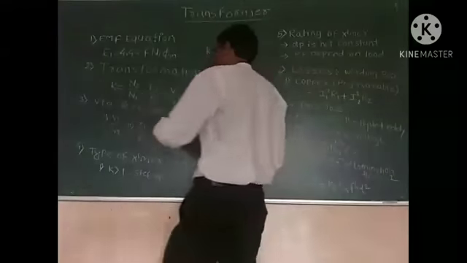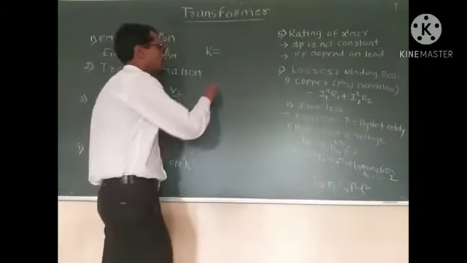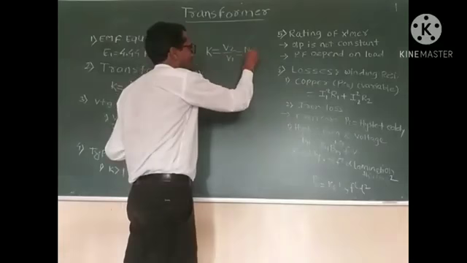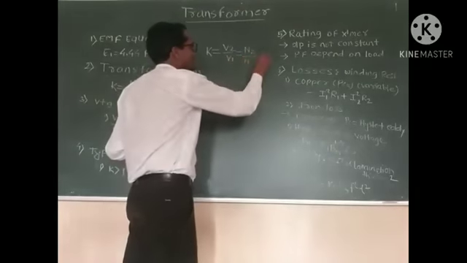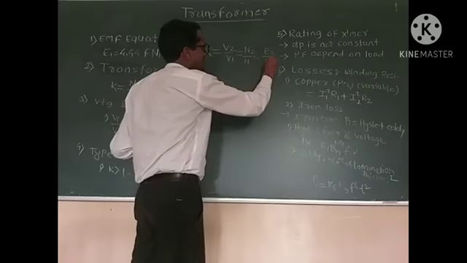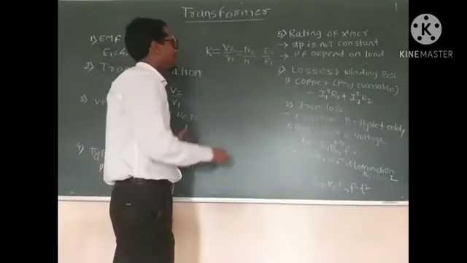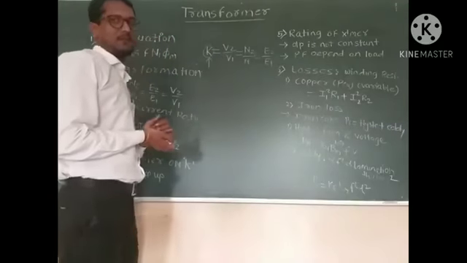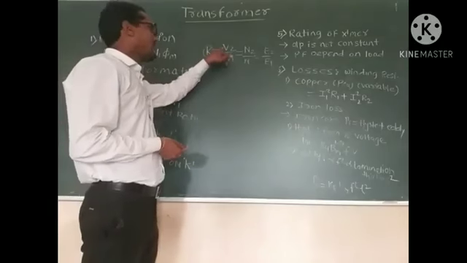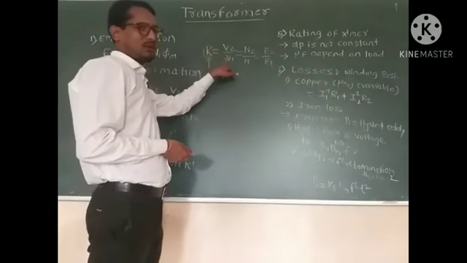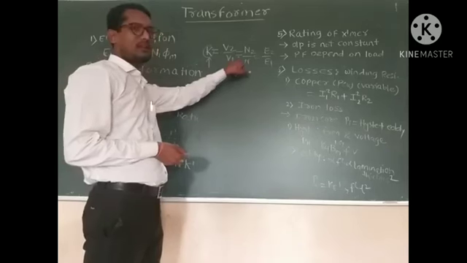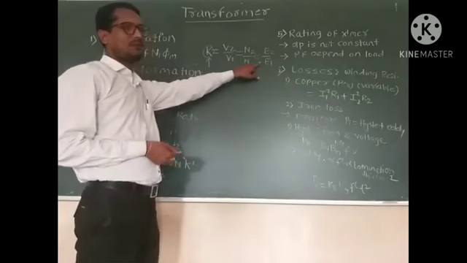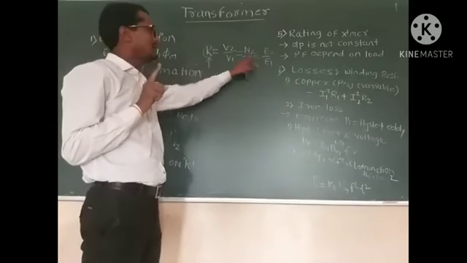So what is the formula for K? K equals V2 upon V1 equals N2 upon N1 equals E2 upon E1. Okay, this is the formula for transformation ratio, that is denoted by K. It is the ratio of secondary voltage to the primary voltage, or the ratio of secondary number of turns to the primary number of turns, or the ratio of secondary induced EMF to the primary induced EMF.